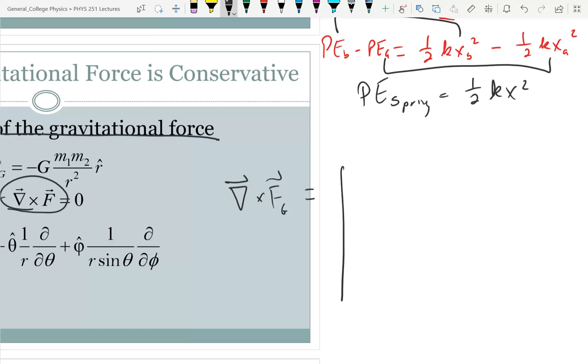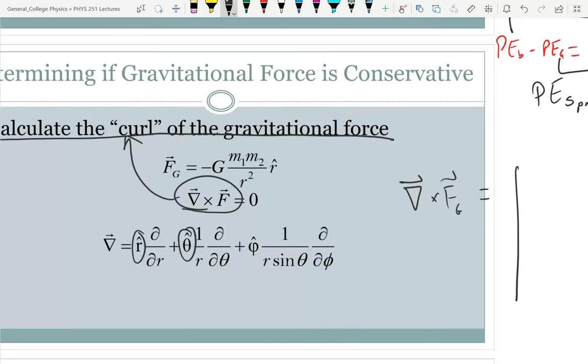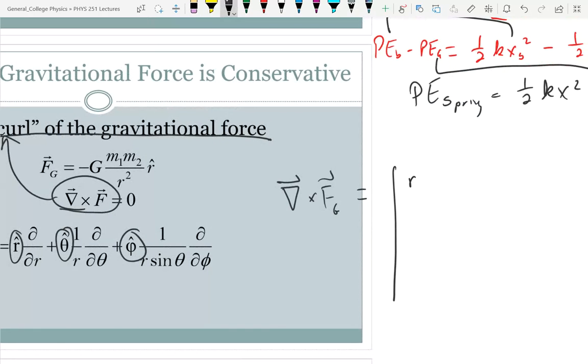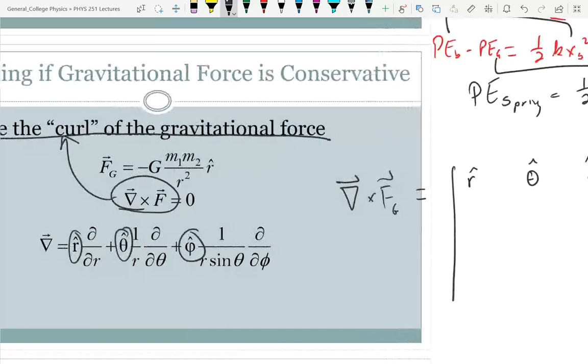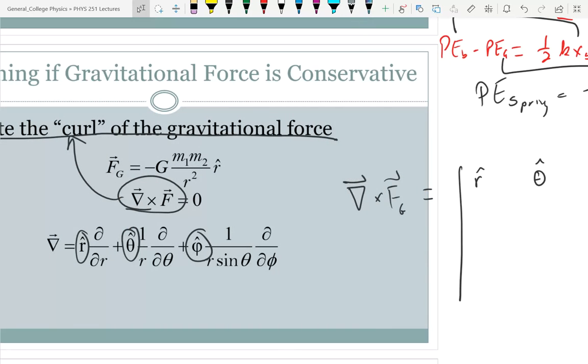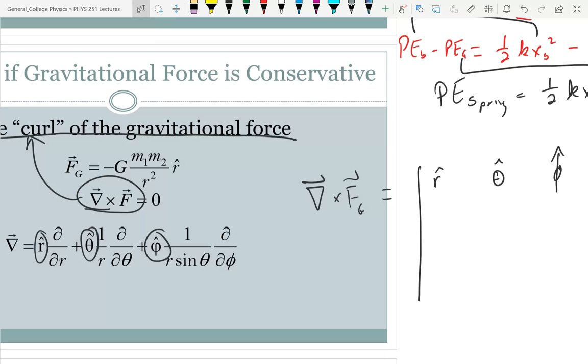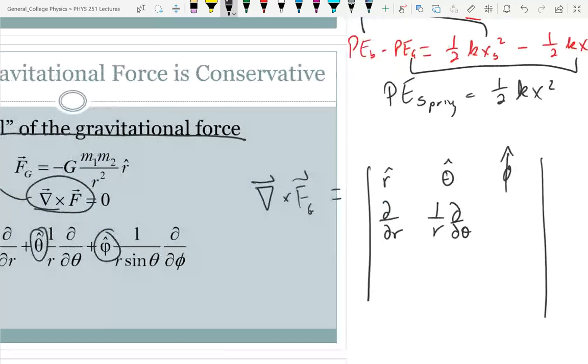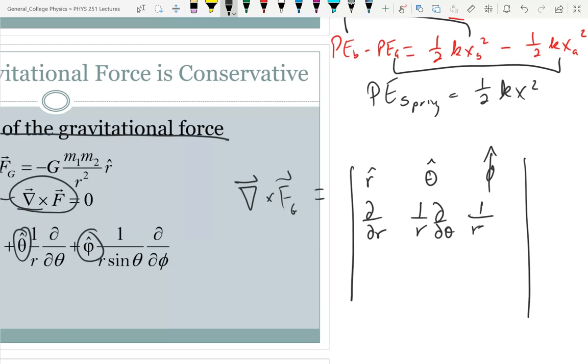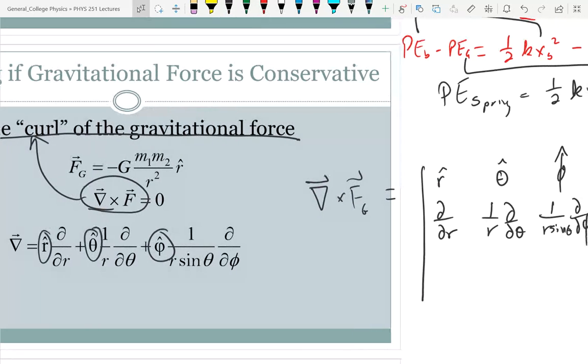and now my directions, instead of x, y, and z, are going to be r hat, theta hat, and phi hat. There we go. And now I put the components. My force of gravity. First we have to put in the gradient component. So what's the component in the r direction for del, for the gradient? ddr. What about in theta direction? 1 over r dd theta. And what about the phi direction? All right, and then we do the force. Fortunately, this force is one-dimensional.